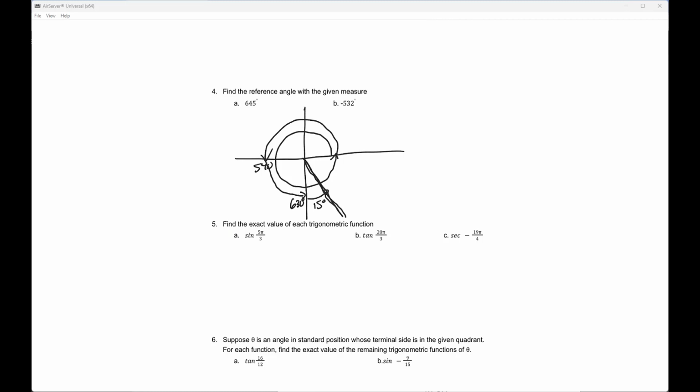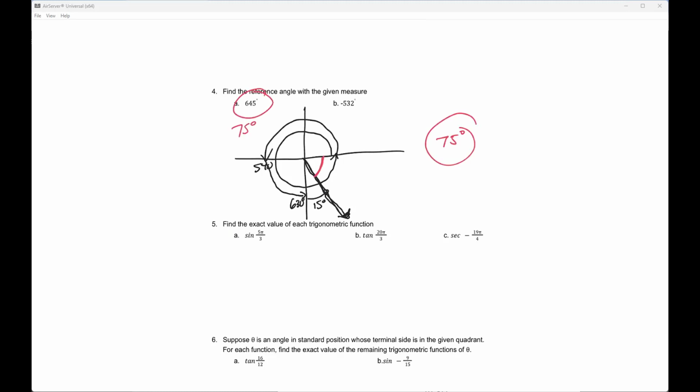You guys see that? So now we have to figure out what's the angle that's closest to the x-axis. So what would this angle be right here? What would it be? 75, right? Because you just subtract 15 from 90 and you get 75 degrees. So the reference angle would be 75 degrees.